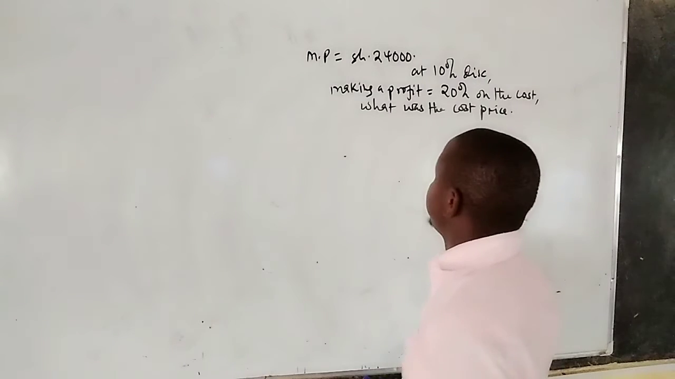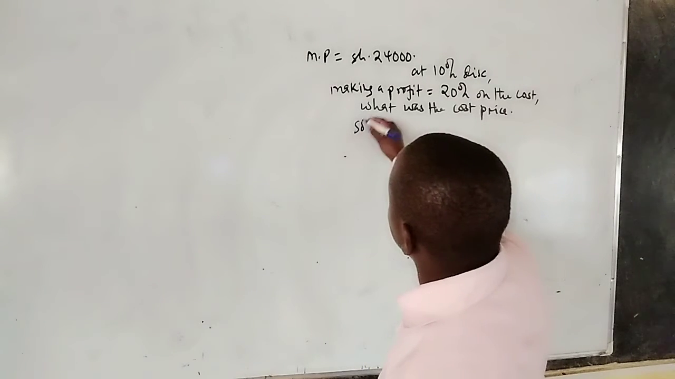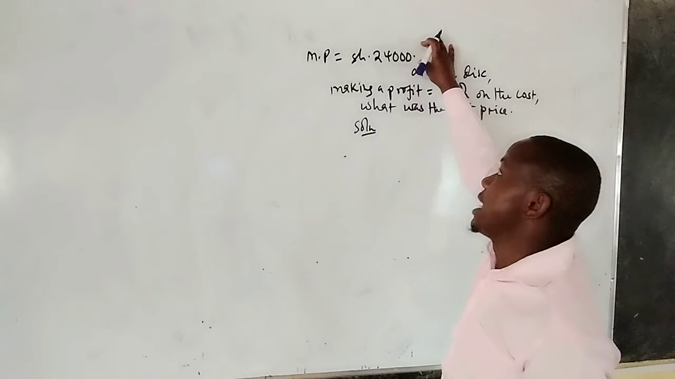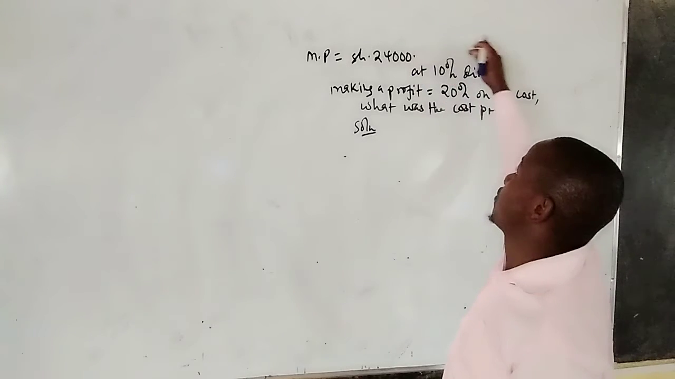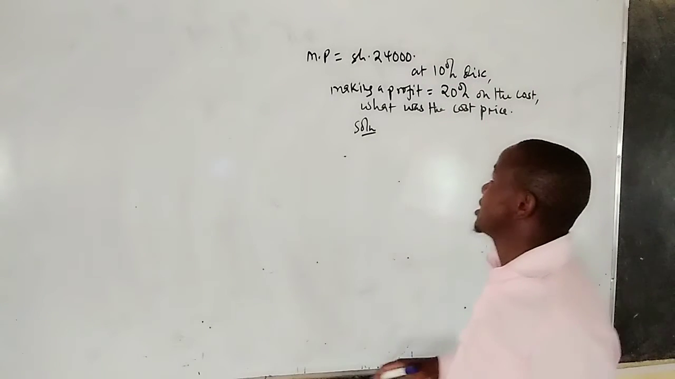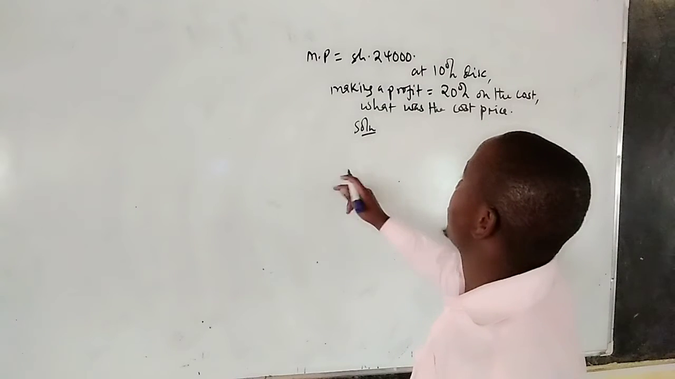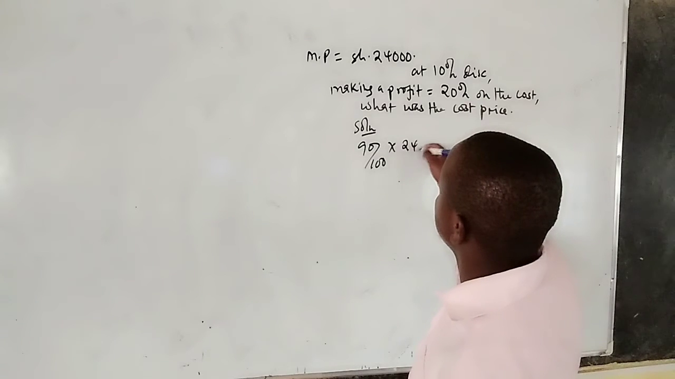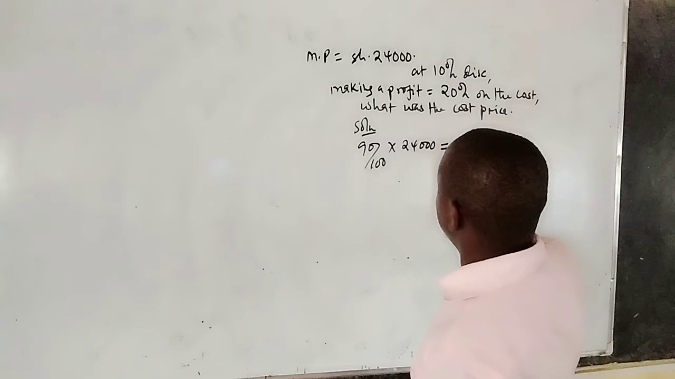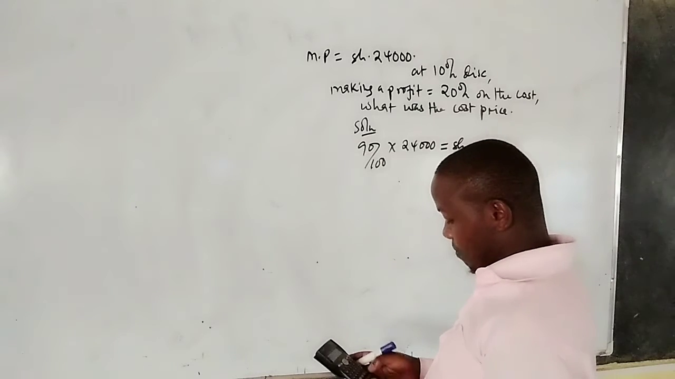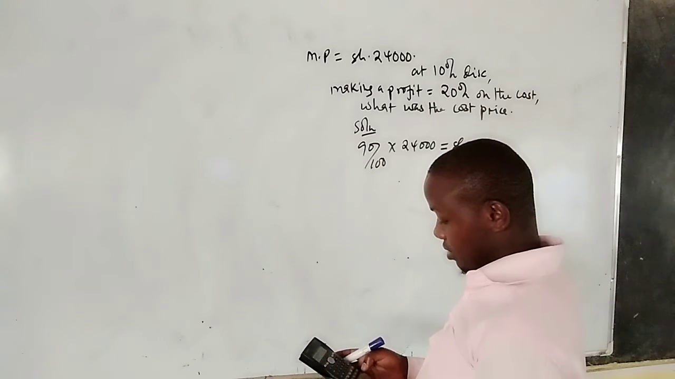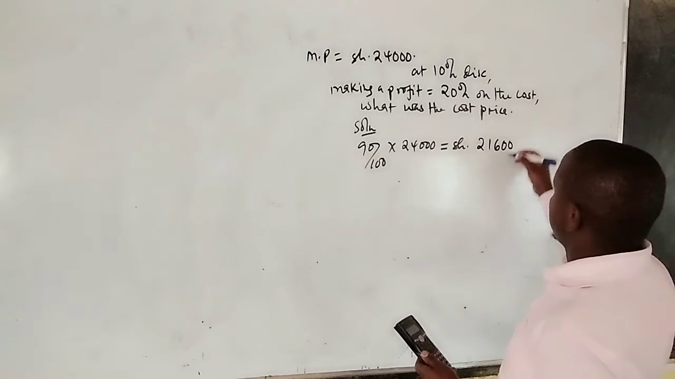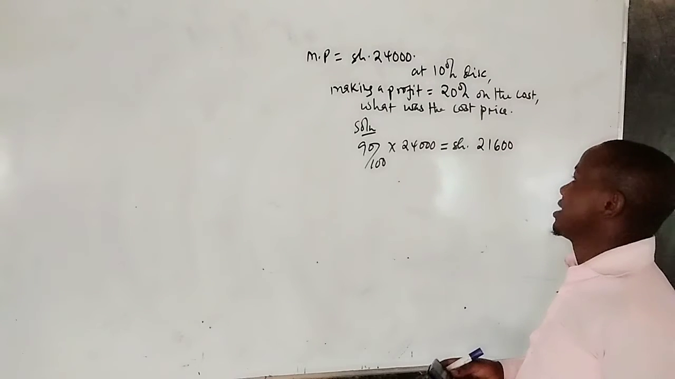So in this case, the marked price of the bicycle is 24,000. Now the shopkeeper decides to give a customer a discount of 10%, meaning that he sold it at a lower price than the marked price. Therefore, he sold it at 90% of the marked price, which is 90% of 24,000, 21,600. So the shopkeeper sold it at 21,600.